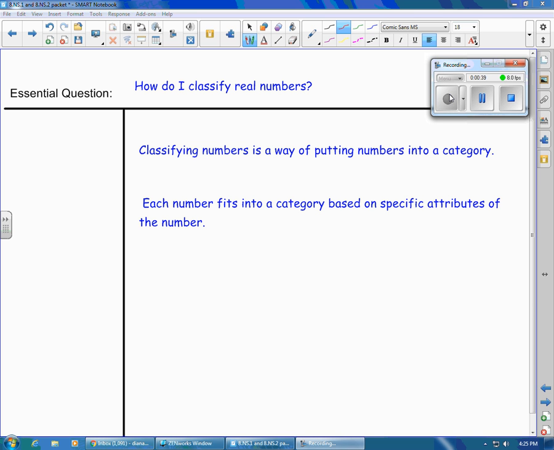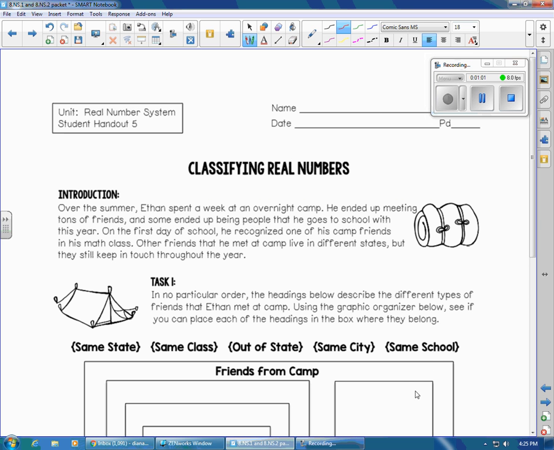So now we're going to talk about classifying them, and it's a way of putting numbers into a category, and then each number fits into a category based on specific attributes or features of the number. So this gets a little bit confusing, and honestly, it messes with my head a little bit. It's just a matter of remembering the order of the categories. So let's take a look at some examples here.